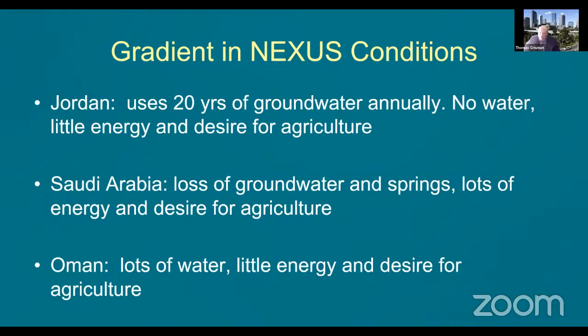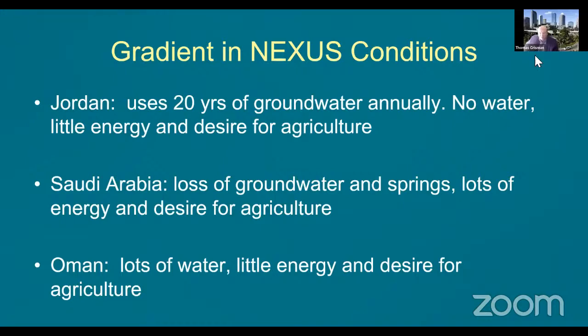The gradient in the nexus conditions of the Middle East: Jordan uses 20 years of groundwater annually. That takes 20 years of accumulation. It has no water, little energy, but yet it has a desire for agriculture. Saudi Arabia is losing and lost its groundwater and its springs. It has lots of energy, and it has a desire for agriculture. Contrasted with Oman, which has reasonable amounts of water, little energy, and a desire for agriculture.